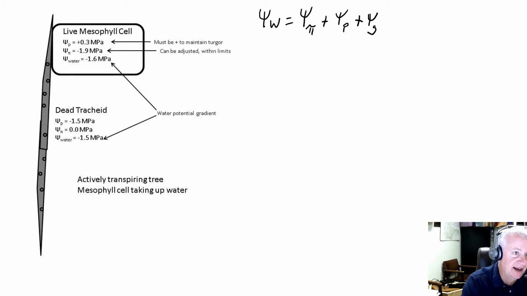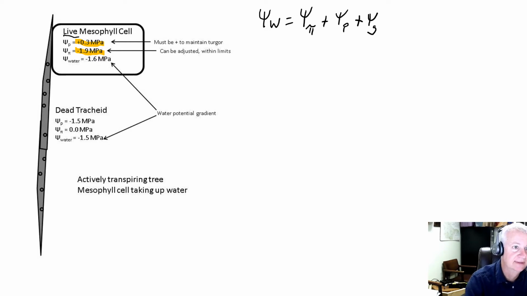So this is a living mesophyll cell. Remember, living cells have a positive value for pressure potential. That value of pressure potential is positive 0.3 megapascals. Now, living cells have a lot of solutes in their cytoplasm, so they have a negative value of osmotic potential. In this case, the osmotic potential of this cell is minus 1.9 megapascals.